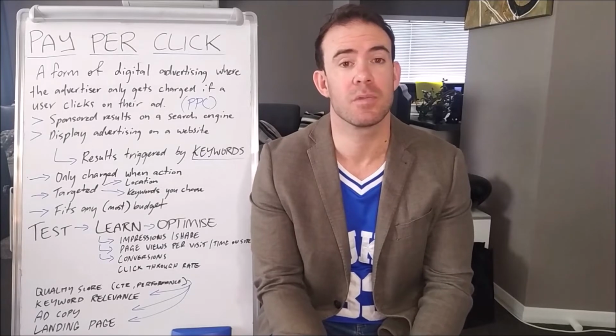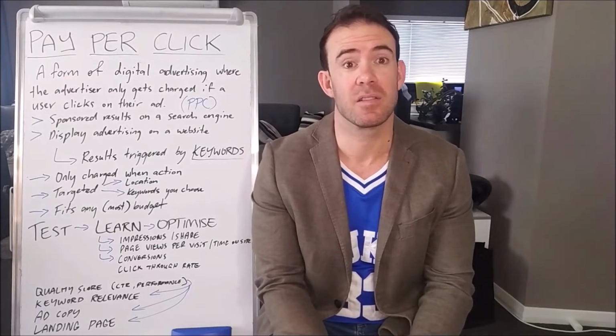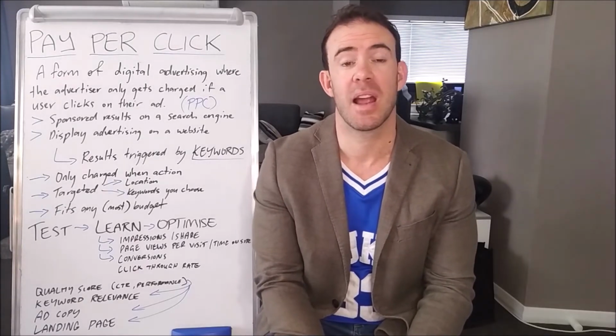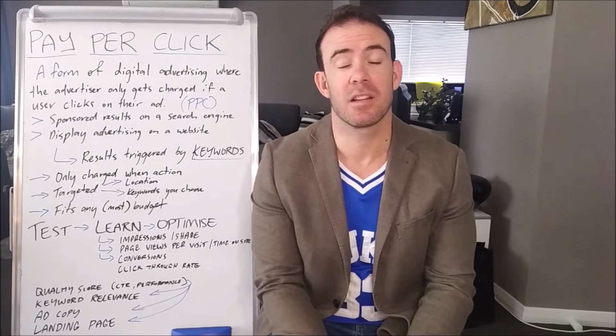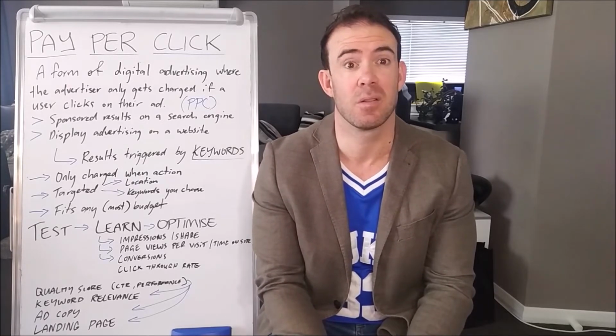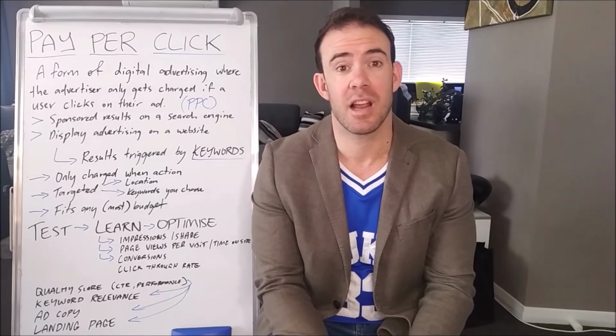There are 2 main forms of pay-per-click advertising. The first one being on search engines, which is the one we associate with pay-per-click generally. A list of results on, say, Google or Bing, if you're one of the few people using Bing, but let's just use Google as our example.